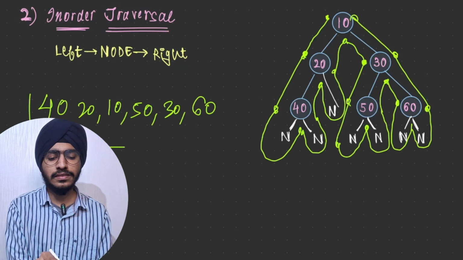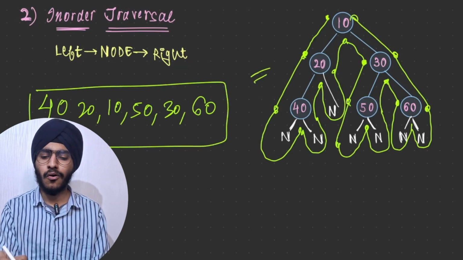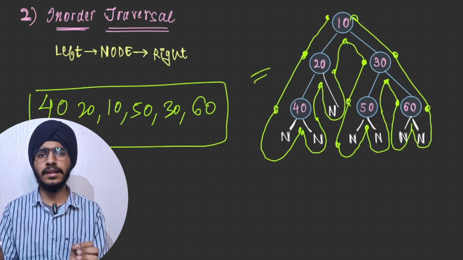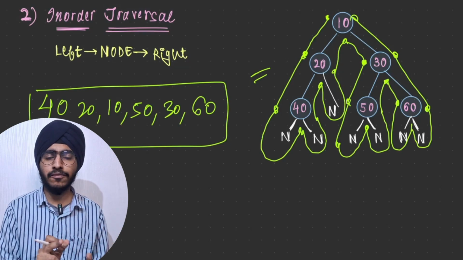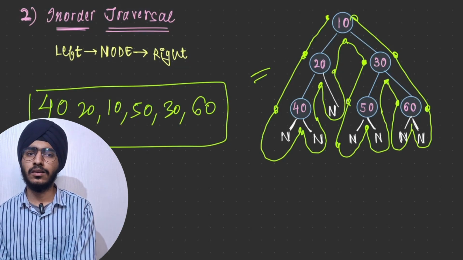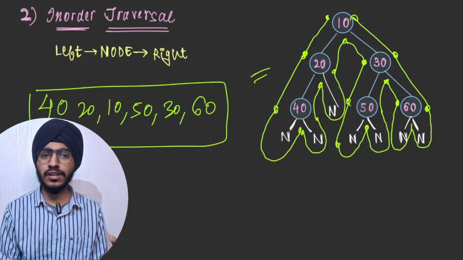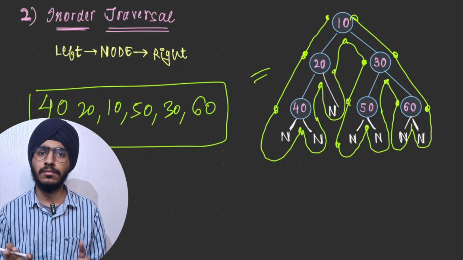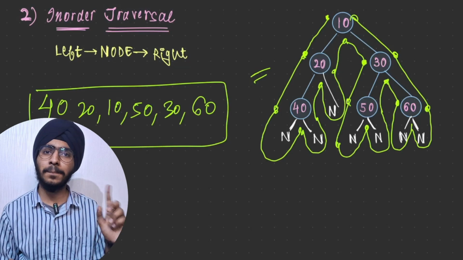So this is the in-order traversal of this binary tree. It's pretty simple. It says that first complete the left, then print me, then go to right. So that's why it's in-order. It says after completing the left, then print me only, not before.